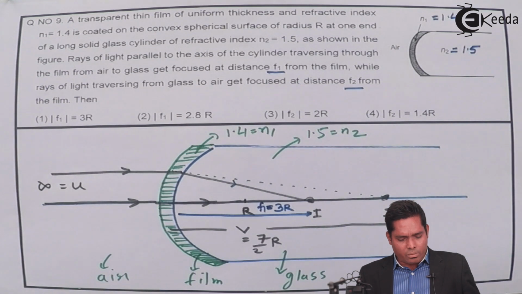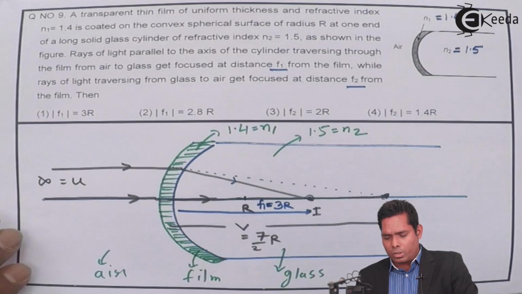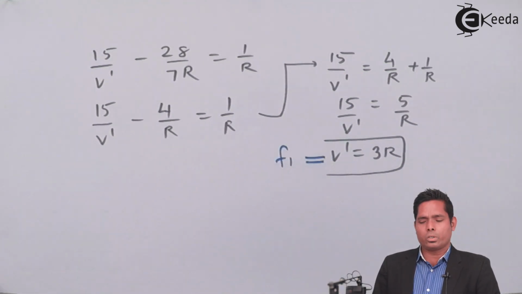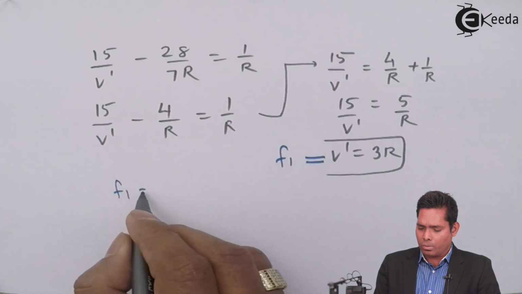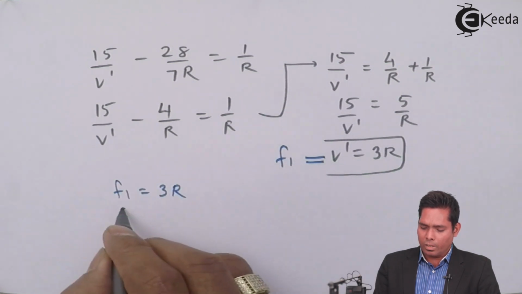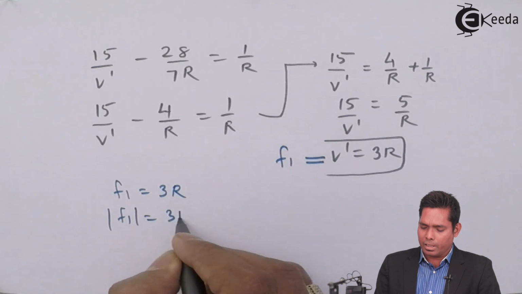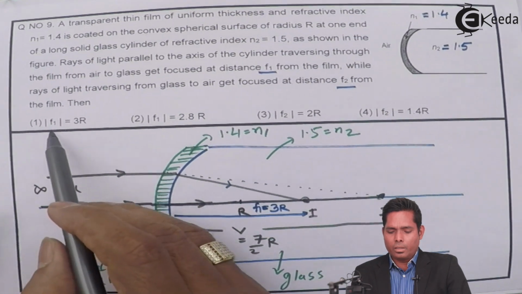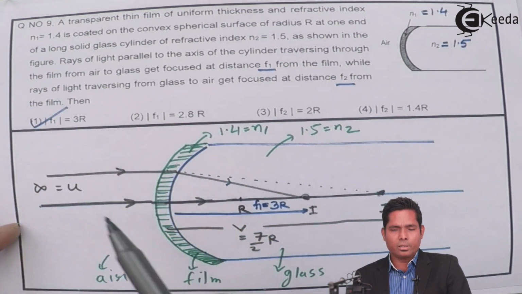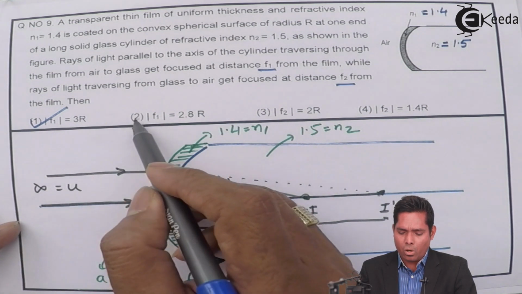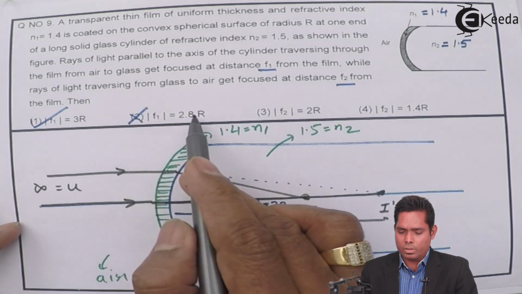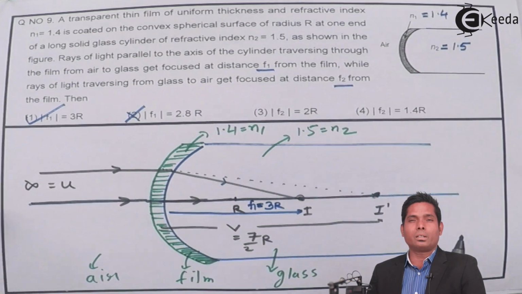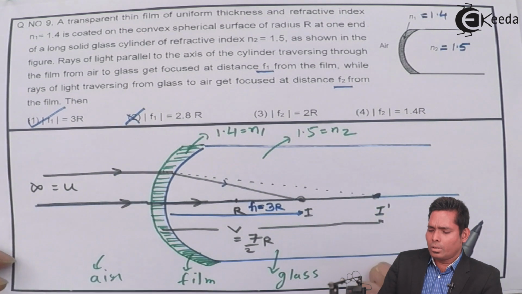So in the question it was given f1, and that f1 comes out to be 3R. Obviously it's positive. Even if I take the magnitude of that, I'll get 3R. If I see the options, f1 magnitude is 3R, that is correct. So the first option is obviously wrong, because that is also f1, which is not. This 3R is correct.